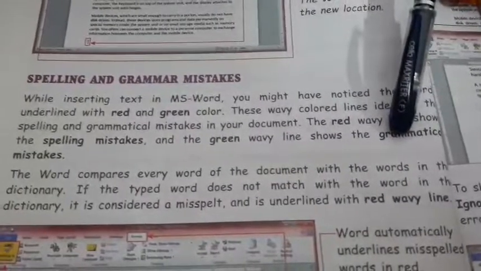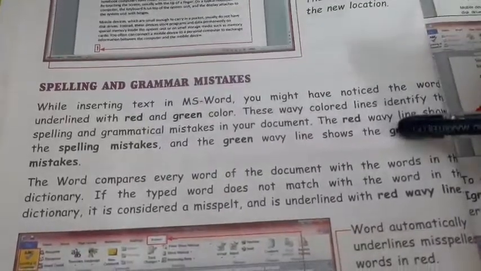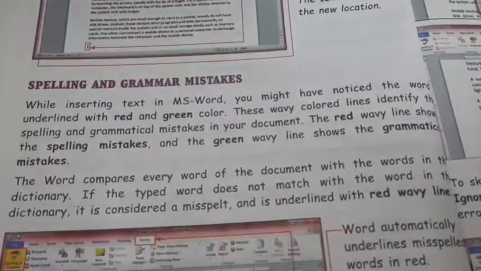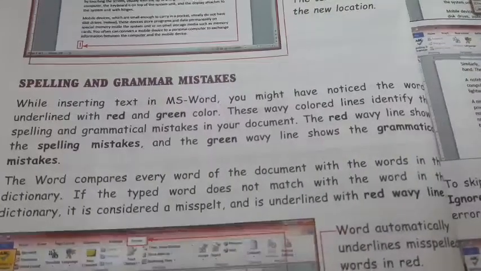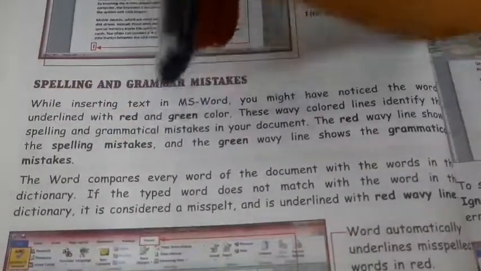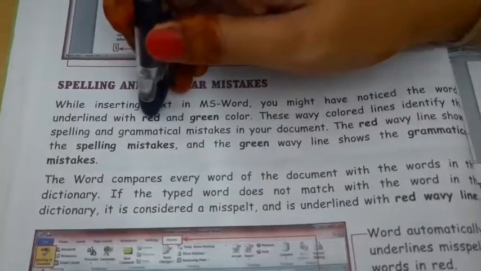Okay, so the red line shows your spelling mistake and the green line shows your grammatical mistake. It is very useful because after writing your document, if you are not able to find your mistakes, it will help you. Sometimes you are in a hurry and you make mistakes in your copies also. So the teacher points out the mistake with a red pen. Same here also. It will point out your mistake with red color.